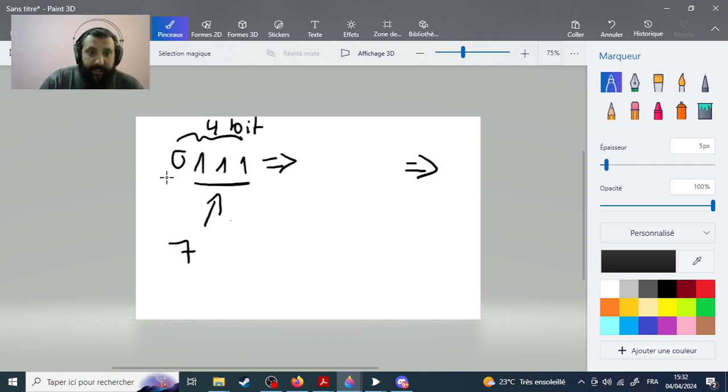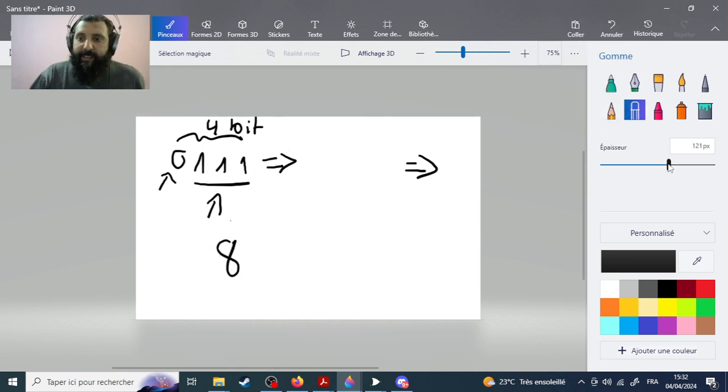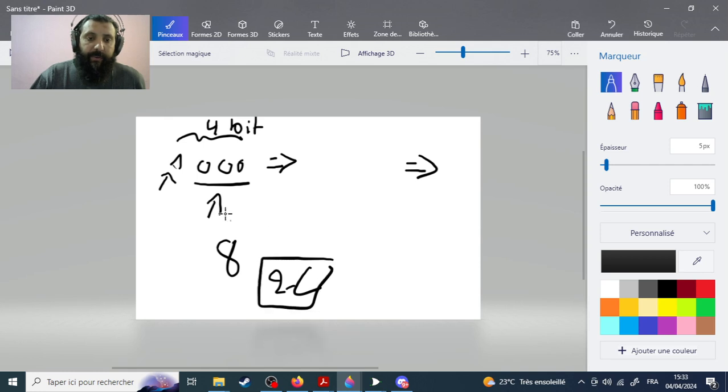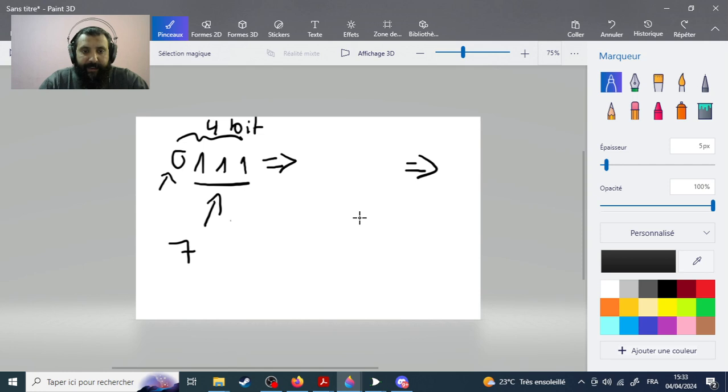8, you have to remember, this is the sign bit. If I put, for instance, 8 here, this is not a positive value for the C2, two's complement. This is 1, which means that this is a negative value. 8 cannot be represented. That means that 7 is the greatest value.